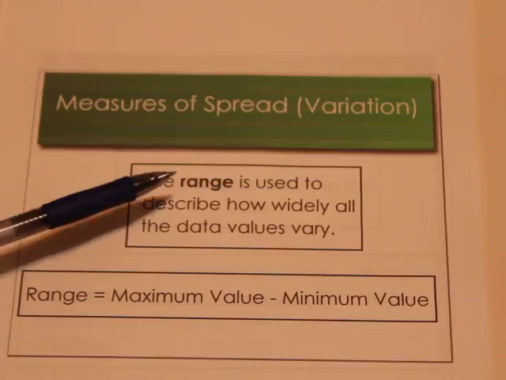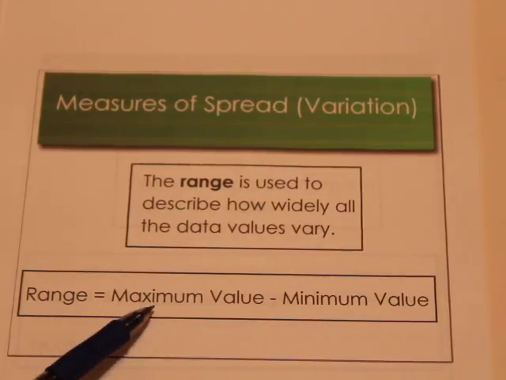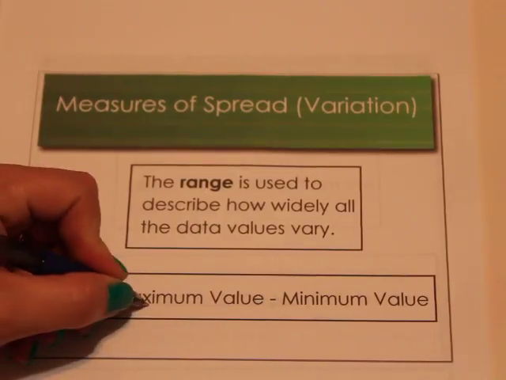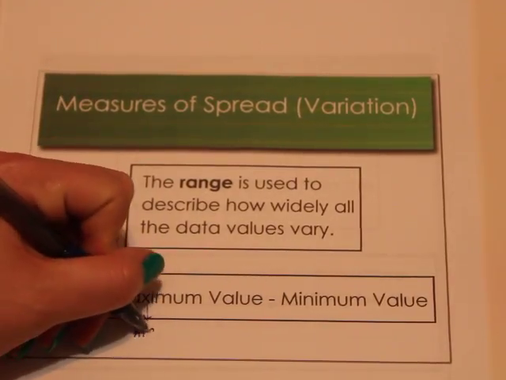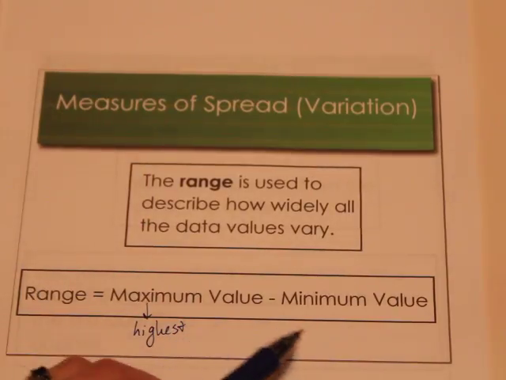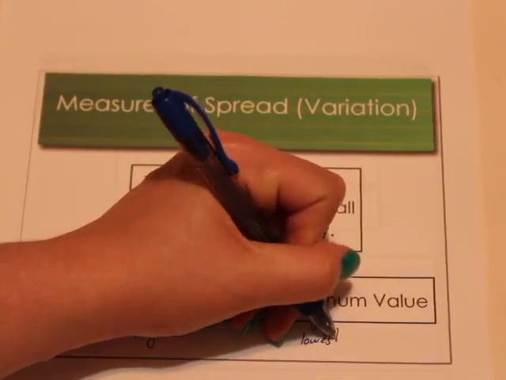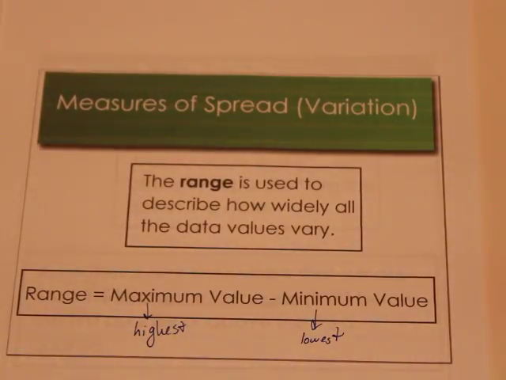Next definition here is the range. The range is used to describe how widely all the data values vary. Okay, your range says here's the maximum, here's the minimum, that's the difference between them. So range is equal to maximum, which is your highest value, minus your minimum value, and your minimum is the lowest. So you just take the biggest number and the smallest number and subtract them, and you've got your range.